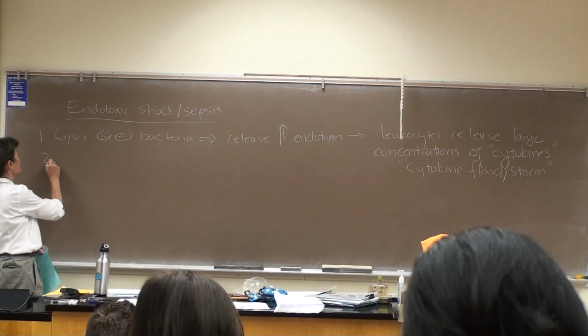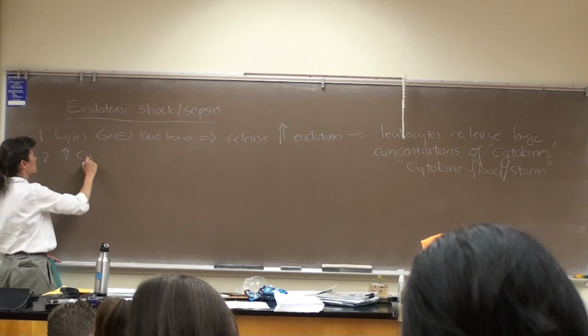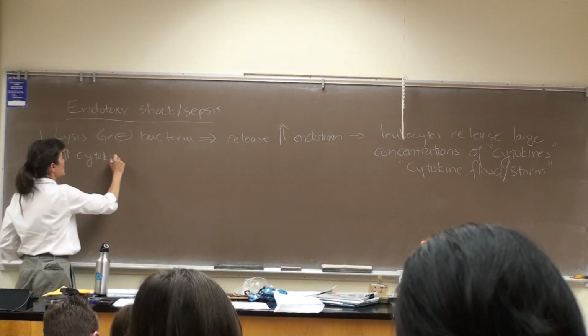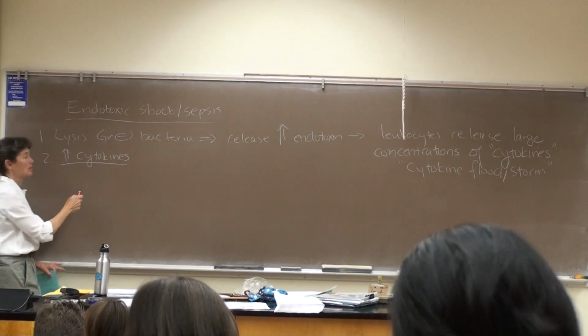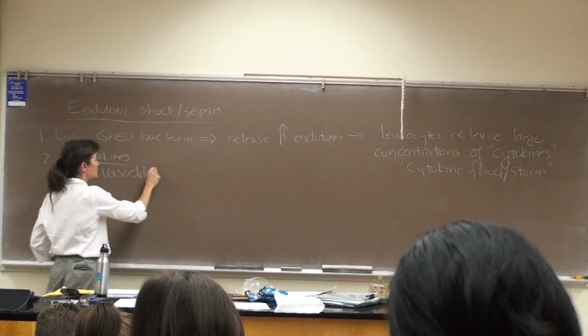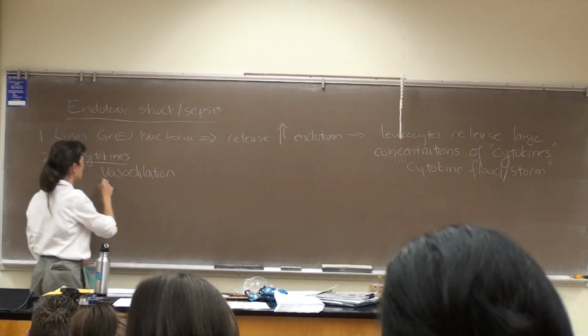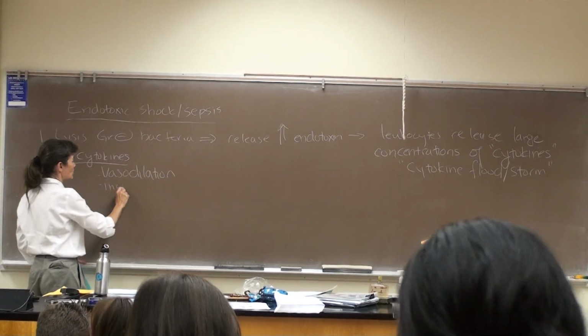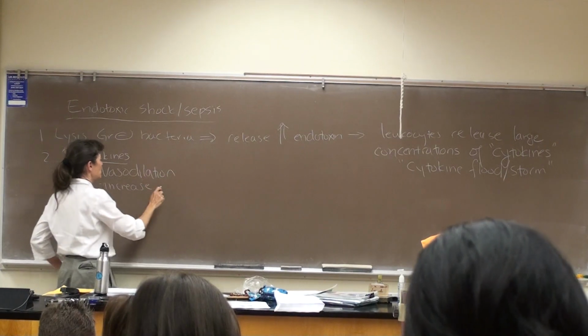So with the release of those cytokines, we see changes in our blood vessels. We're going to see vasodilation, where the diameter of our blood vessel becomes larger. And we're going to see an increase in vessel permeability. Our vessels become leaky.